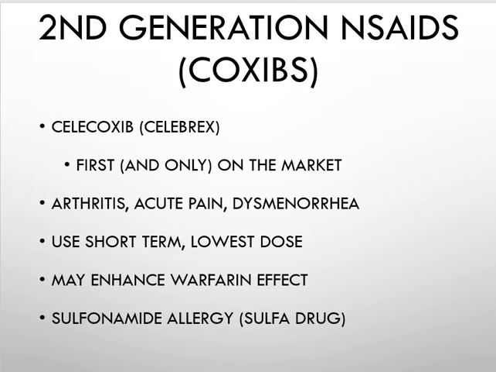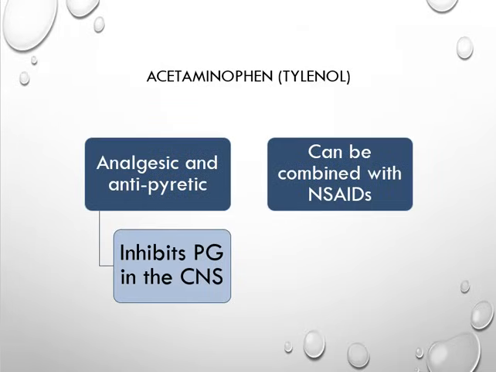It's used for arthritis, acute pain, dysmenorrhea. It's for short-term use, and the guidelines tell to use the lowest dose possible. So they recognize that there's an increased risk of MI and stroke. It's not as safe, so be sure to use it carefully, short-term use. It might enhance warfarin effect. It increases warfarin levels. Doesn't act on platelet aggregation. It just increases the warfarin levels. And it's a sulfonamide-based medication. So if you have a sulfa allergy, you're going to be allergic to this one too, so you got to make sure you check that with patients taking that drug.